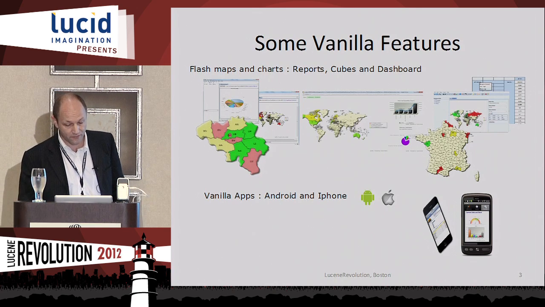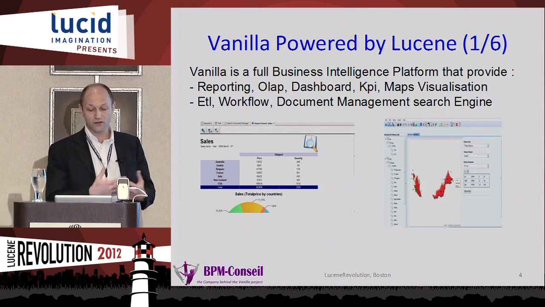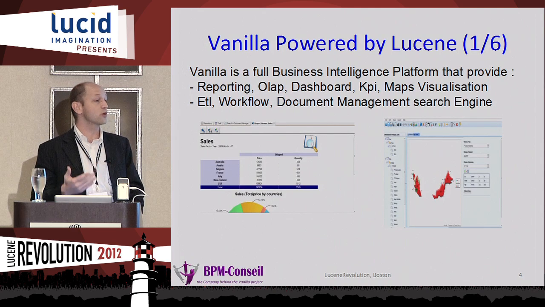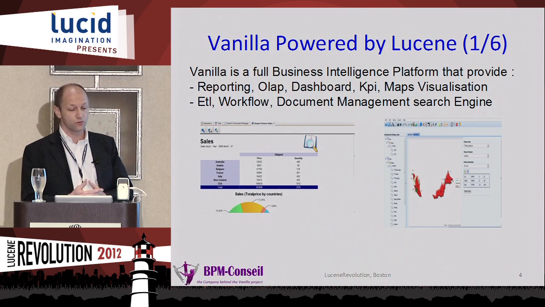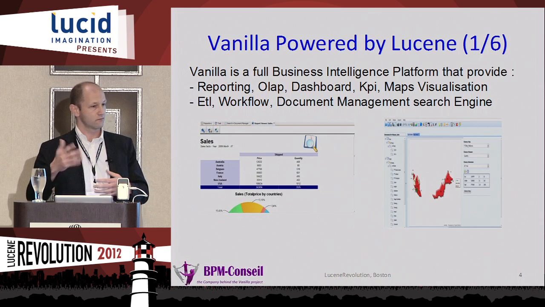So these are some Vanilla features. And now with Vanilla, you have reports, OLAP, dashboards, many things. We have also ETL, workflow, and document management. Okay, I will show you at the end how we use the document management features to bundle it with the search engine on top of Lucene.